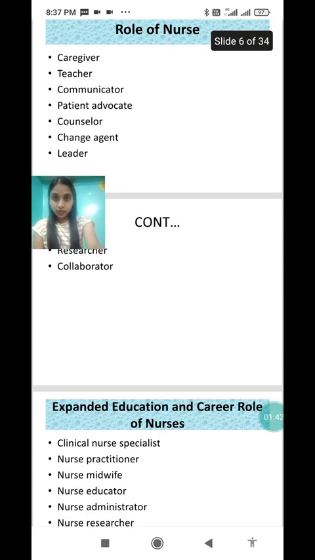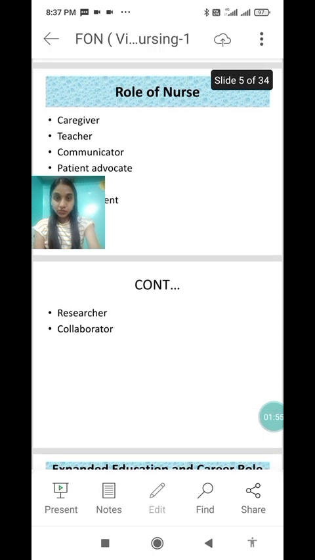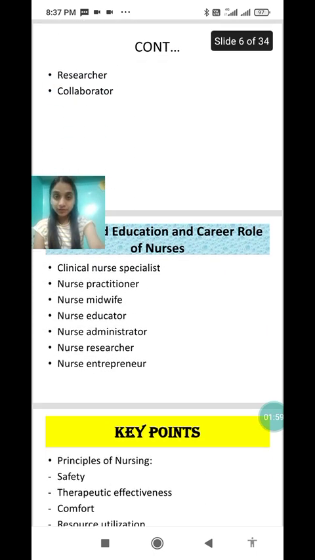Role of a nurse. So nurse can role or act as a caregiver, as a teacher, as a communicator, as a patient advocate, counselor, change agent, leader, researcher and collaborators. So these are the role of the nurse.